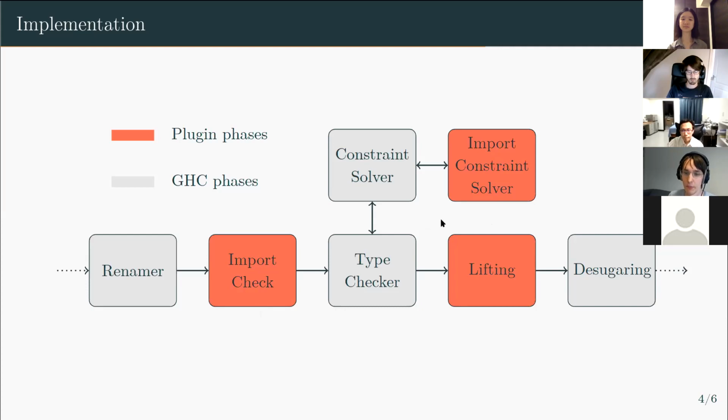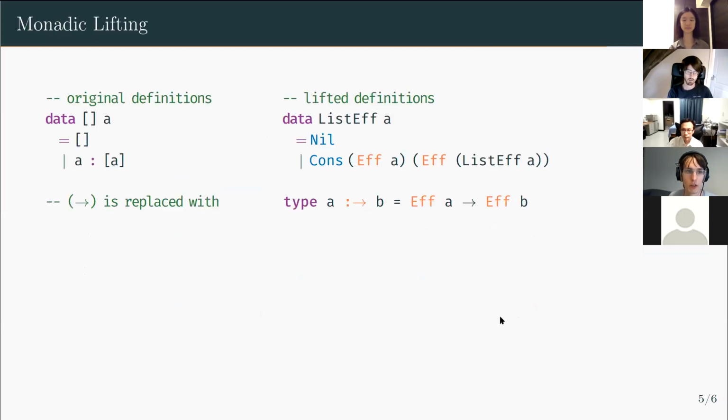The meat of our transformation takes place in this lifting phase, where we actually have to lift all functions and data types in a given module. That's what I want to talk about a little bit more. If we take, for example, the definition of Haskell's built-in list data type, our transformation is a basic monadic transformation.